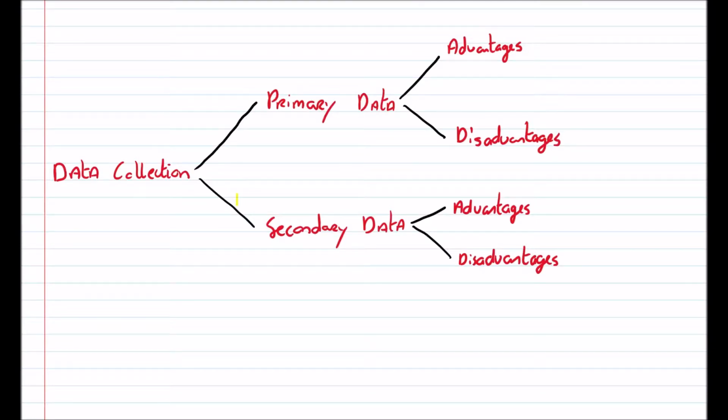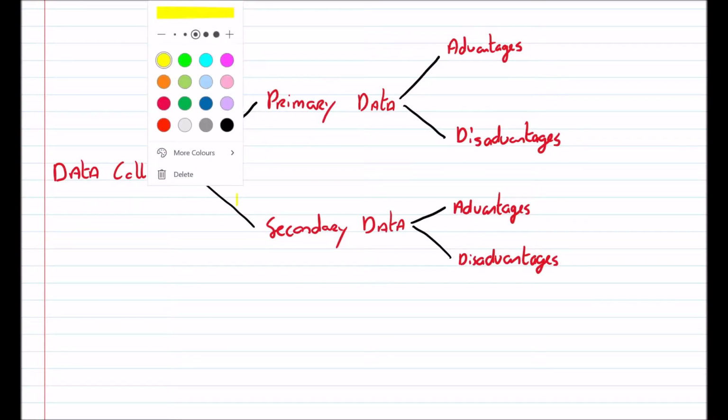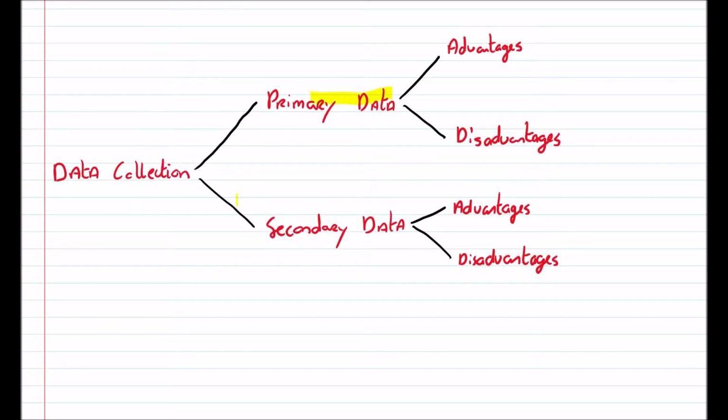Okay, the first thing we're going to do is look at different ways of collecting data, or different types of data we collect, I suppose. So the first type of data we can collect is called primary data. And primary data is when we go out into the field ourselves. It's also called field research.